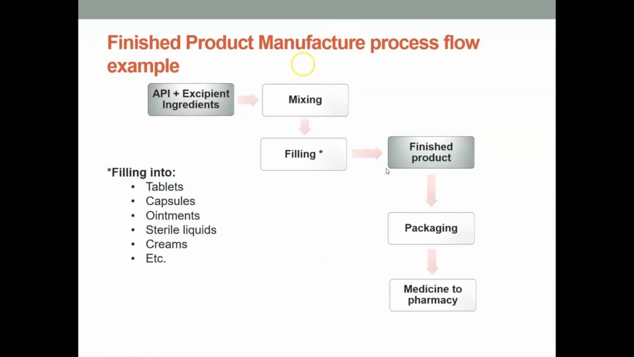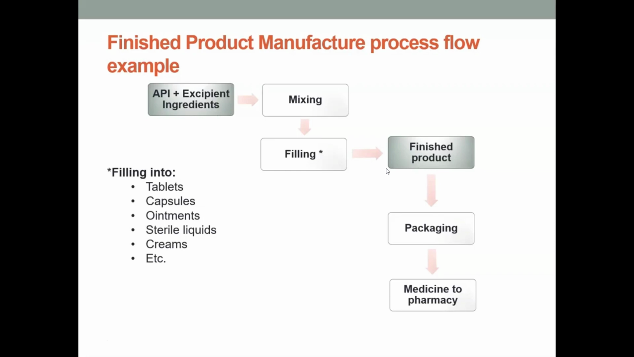So your API and your excipients are going into your mix, and you would have a number of different operations that could be occurring here. You could be blending the product. Blending helps to improve particle size distribution. It helps you to get your particle shapes right. Sometimes milling would be used in this function as well, and again that is to increase the homogeneity of your batch and to help the dosage uniformity.